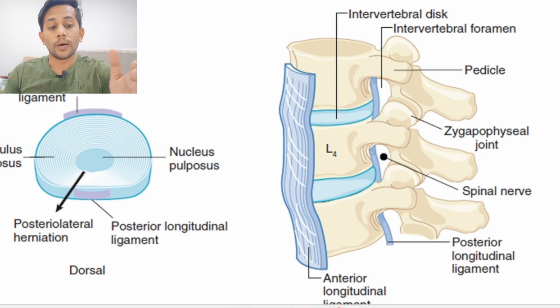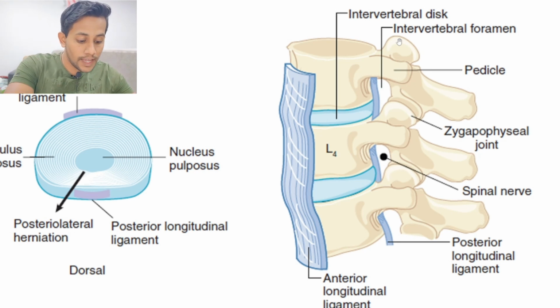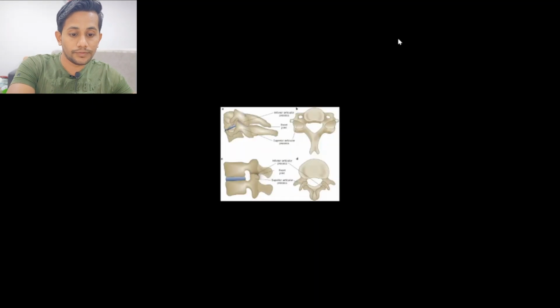So if the injury is from the anterior side of the intervertebral foramen, it will be because of the intervertebral disc. But what happens if it's from the posterior side? The anterior side is the cause in most cases, but let's take a look at the posterior wall. What happens in the posterior wall of the intervertebral foramen? Now, this wall is mainly made of the articular process. Where is that? Let me show you in the next image.